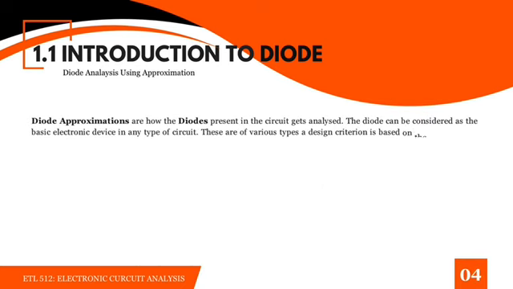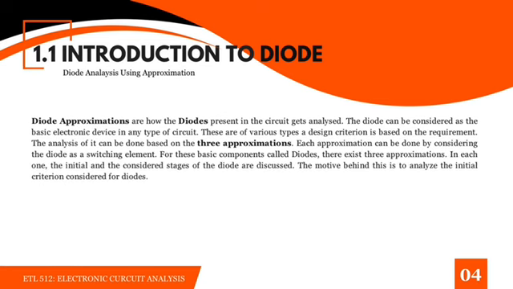Next is diode analysis using approximation. Diode approximations are how the diodes present in a circuit get analyzed. The diode can be considered as the basic electronic device in any type of circuit. These are of various types. A design criterion is based on the requirement. The analysis of it can be done based on three approximations. Each approximation can be done by considering the diode as a switching element. For these basic components called diodes, there exist three approximations. In each one, the initial and the considered stages of the diode are discussed. The motive behind this is to analyze the initial criterion considered for diodes.